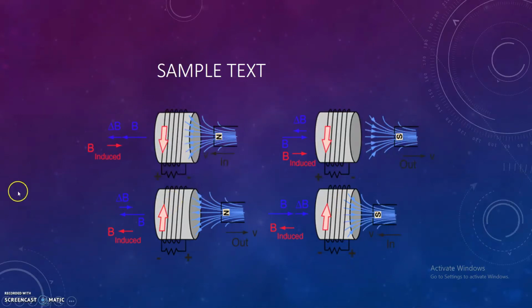You could use the right-hand grip rule to determine the polarity of the magnet inside the solenoid.